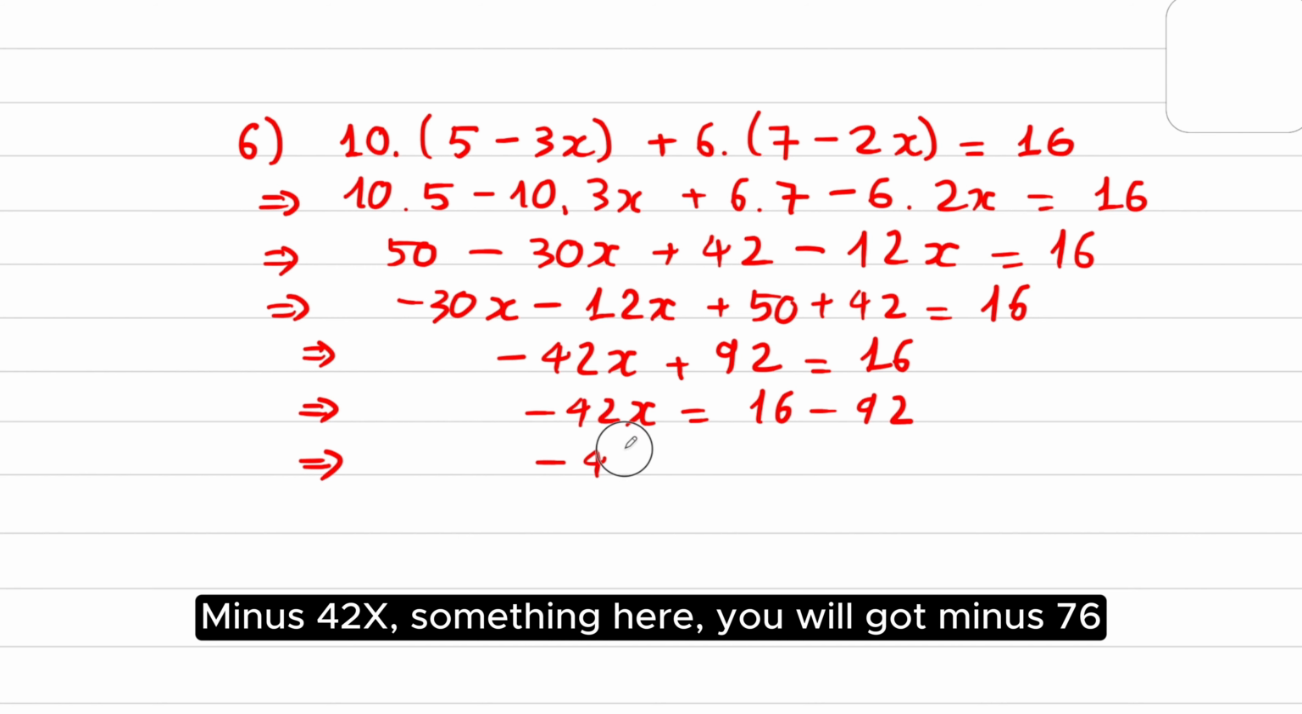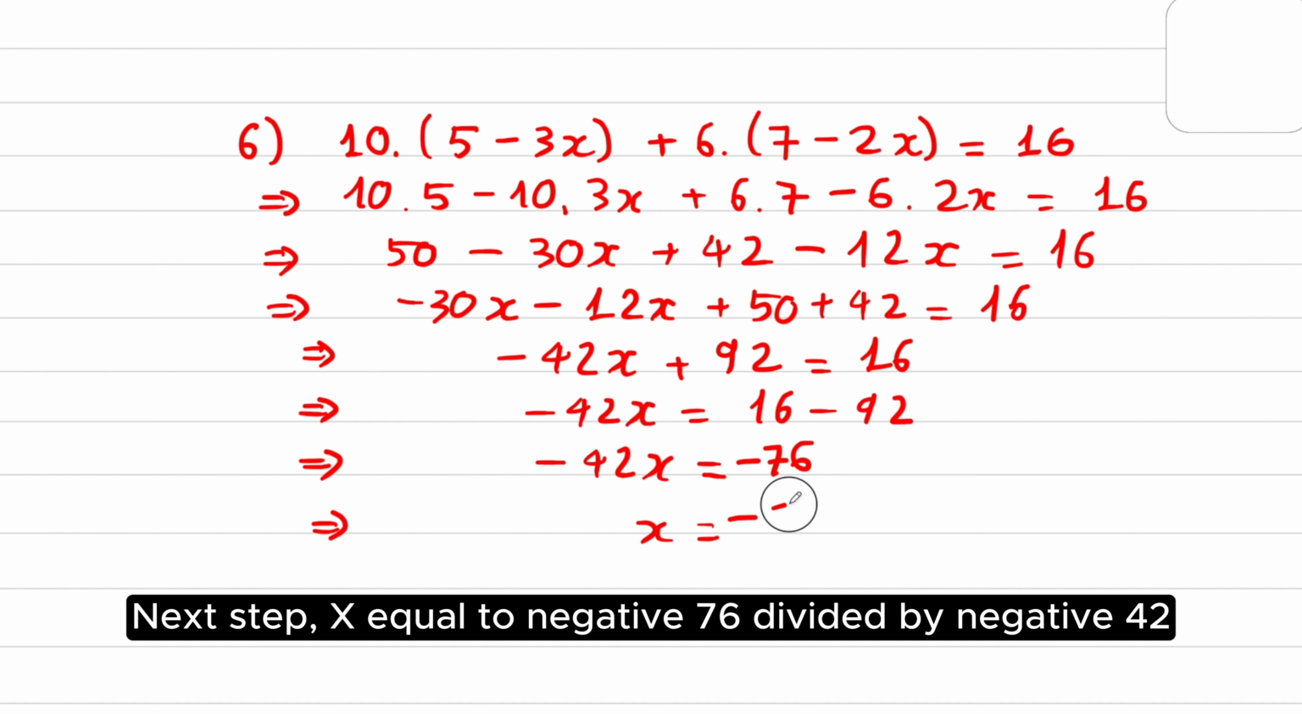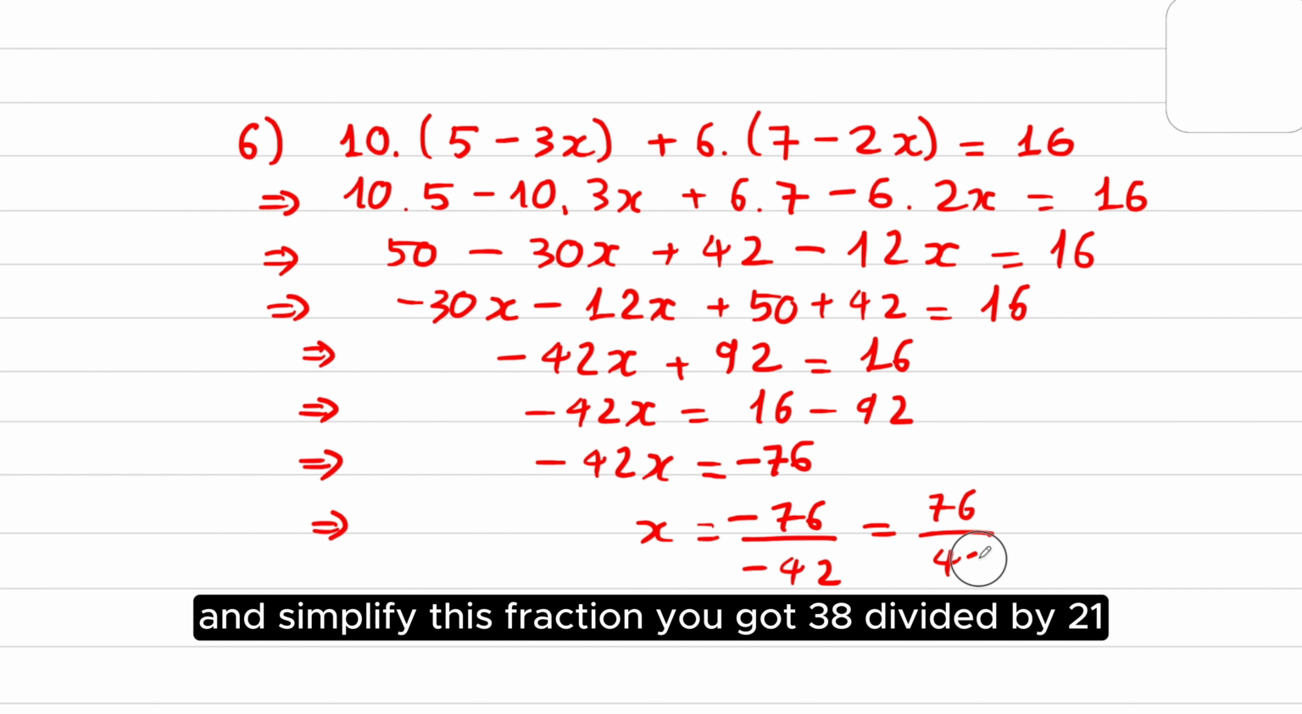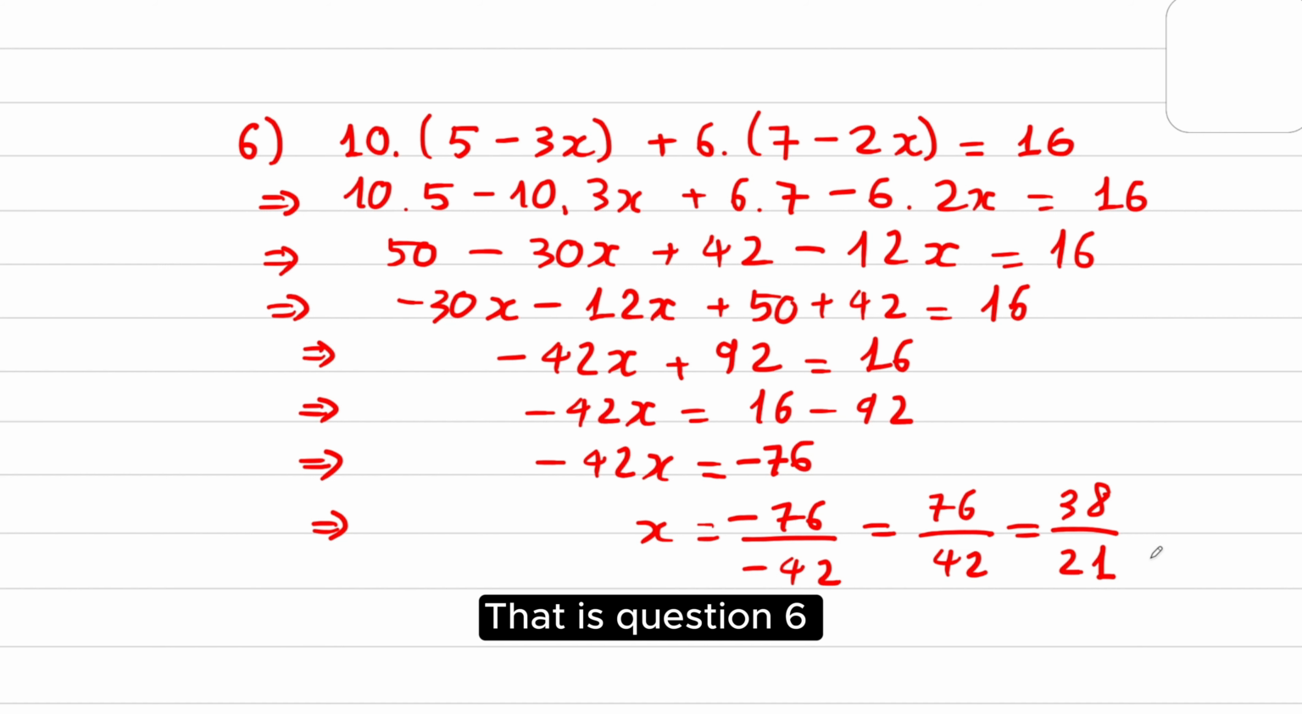Okay, minus 42x, something here, you will get minus 76. So next step, divide it. Negative 76 divided by negative 42. So this is negative divided by negative, so you have positive in the last one, and it can be 21. Simplify this fraction, you get 38 divided by 21. Yeah, that is question 6.